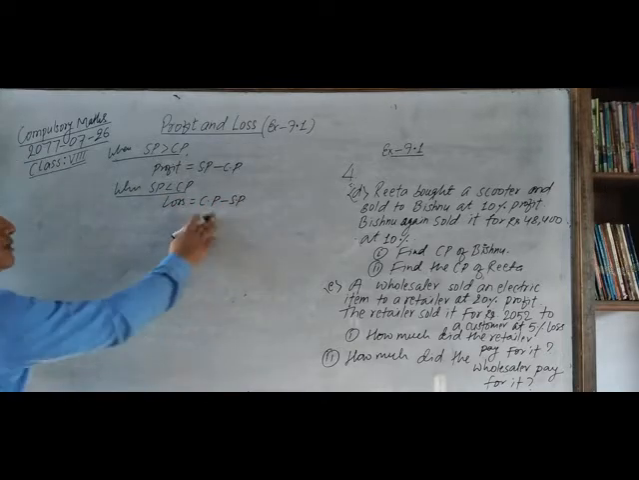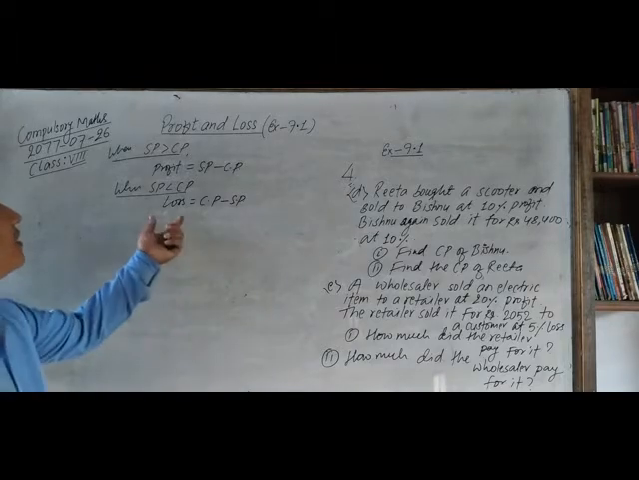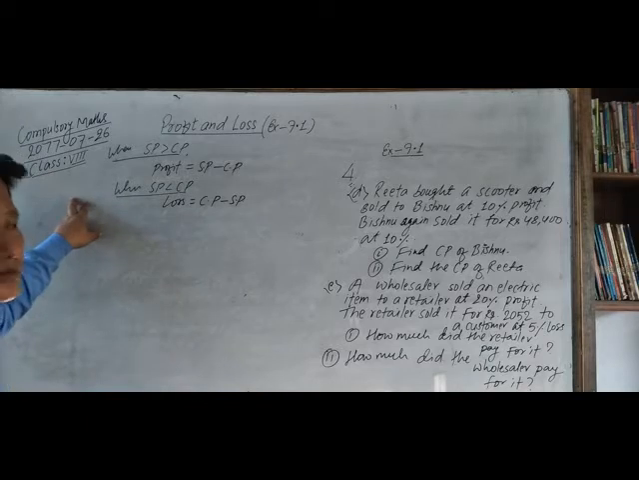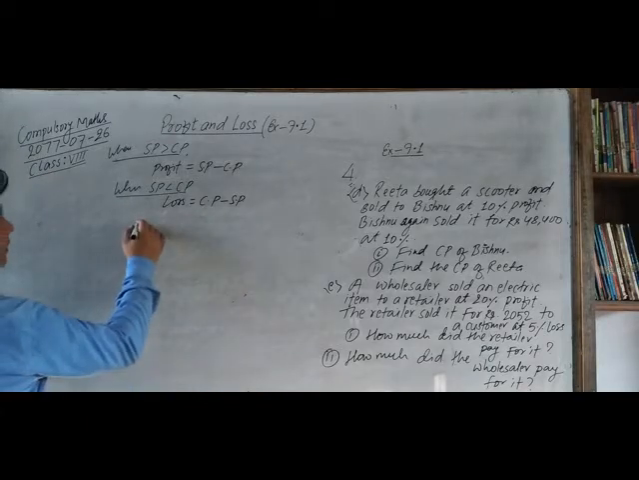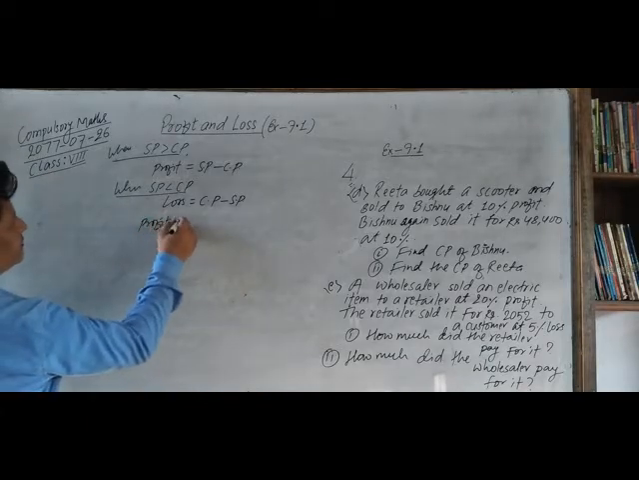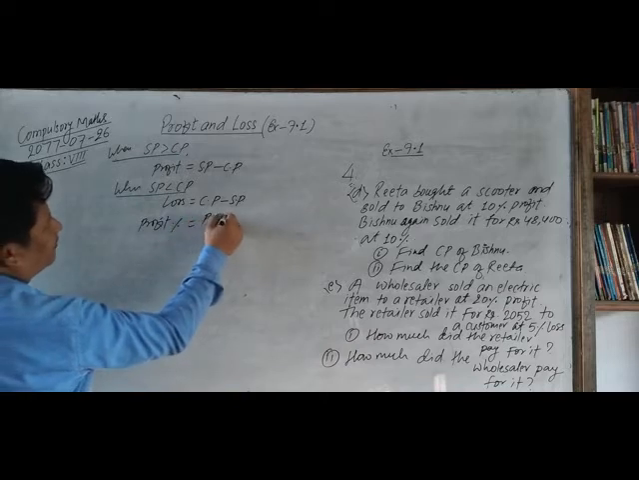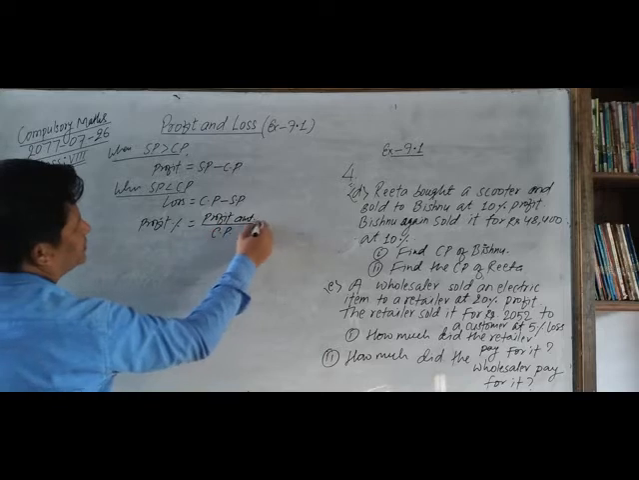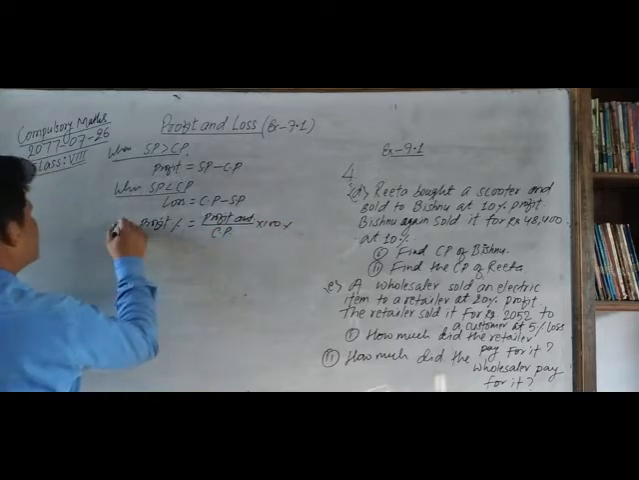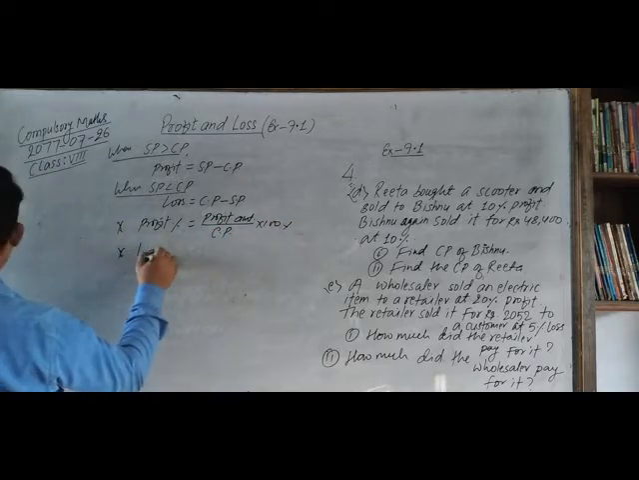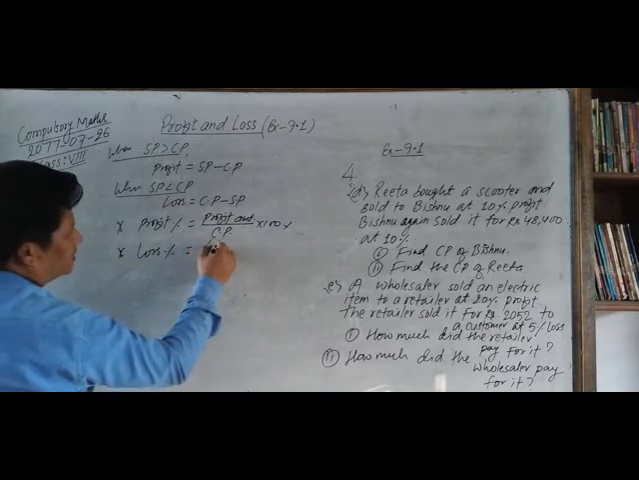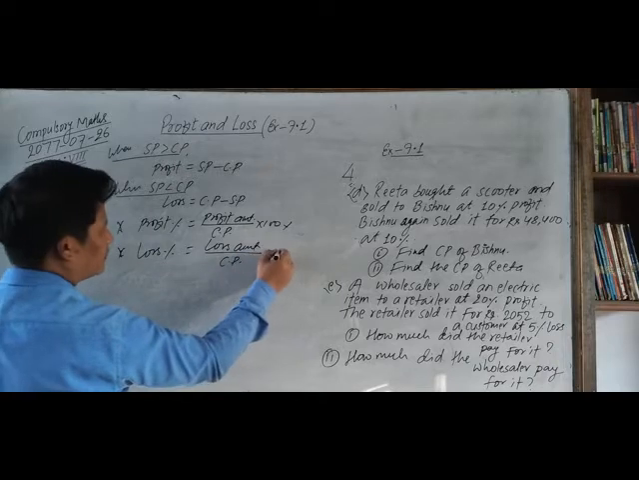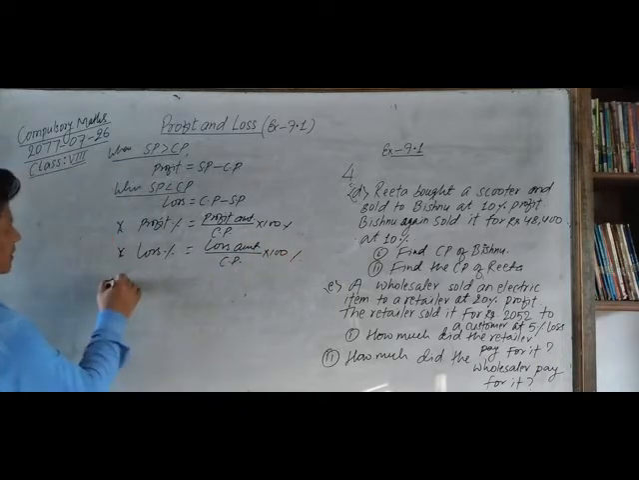Because cost price is greater than selling price, that's why we have to subtract selling price from the cost price to find the loss amount. And similarly, to find the profit percent, that is profit amount by cost price into 100%, we can apply this formula. And similarly, loss percent, that is loss amount by CP into 100%, right?